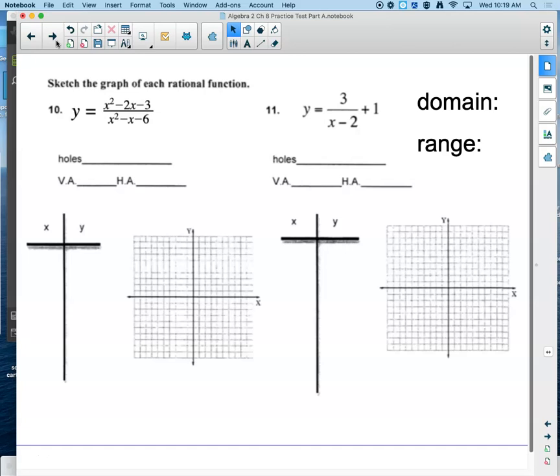You ready? I think some of you have already started them. So, did you factor number 10 already? Or maybe it's not factorable. Maybe that's what we're really trying to test. But probably is, because we want to see you find holes and asymptotes and all that good stuff. So x squared minus 2x minus 3, how does that factor? How about x squared minus x minus 6?